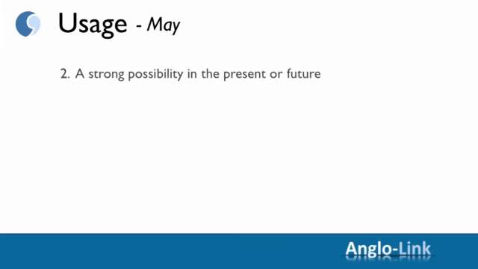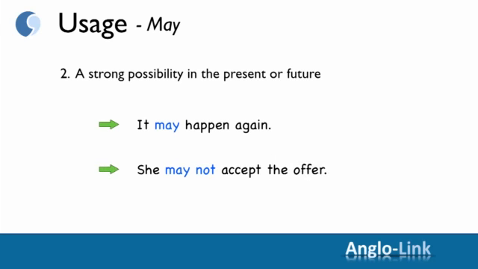The second usage of may is to indicate a strong possibility in the present or future. For example, it may happen again. She may not accept the offer.